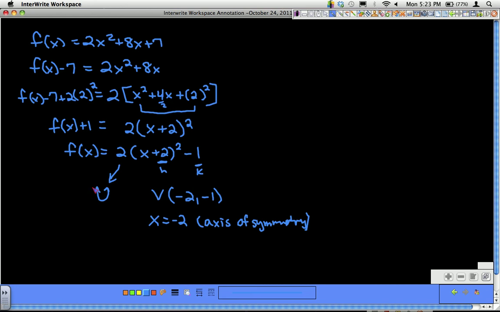And because I know it opens up, because of my positive a value, it's got a bottom, so it's going to have a minimum at -1 coming from my y value.